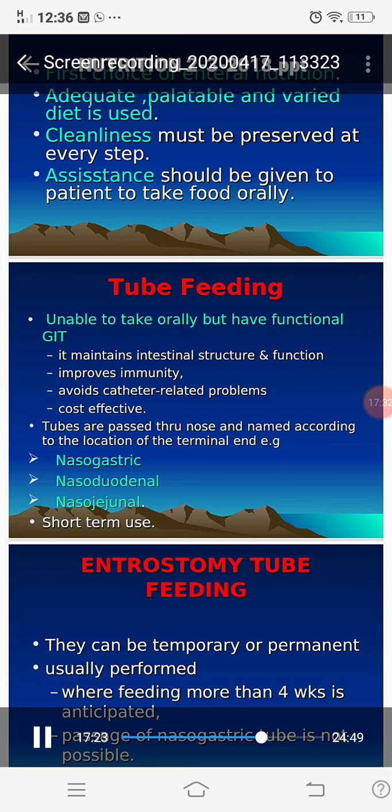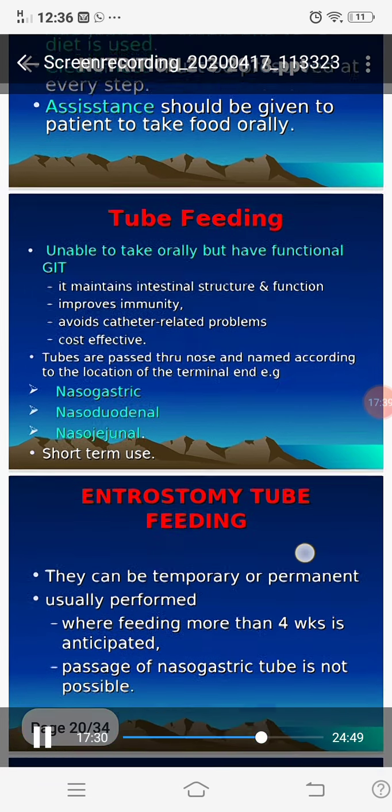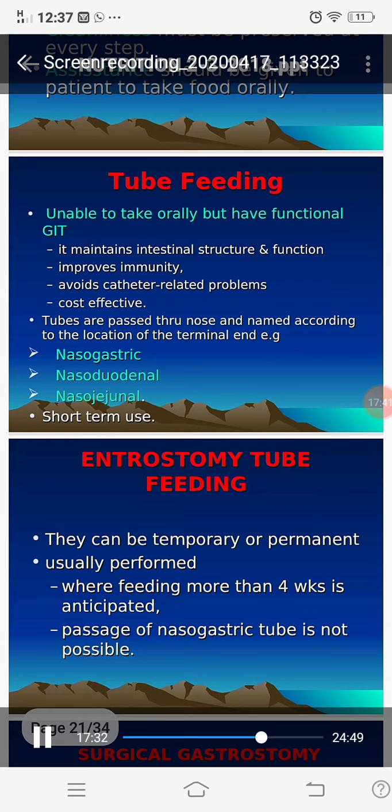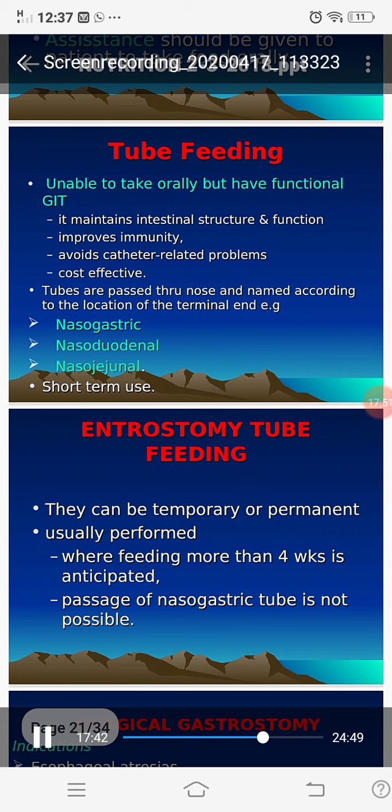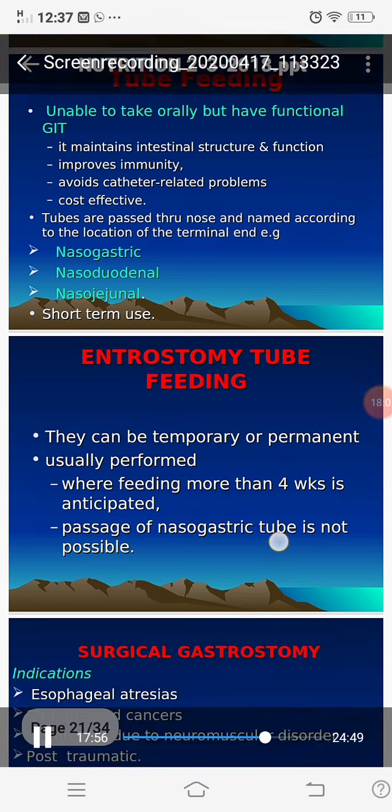Then is the enterostomy tube feeding. Enterostomy tube feeding can be temporary or permanent, usually performed where feeding is required more than 4 weeks. Passage of nasogastric tube is not possible. These tubes, mostly gastrostomy or enterostomy tubes, are mostly passed in the theatre by well-experienced surgeon. But nasogastric or nasojejunal tubes can be easily passed by some house surgeons in the ward by using local anesthetic.